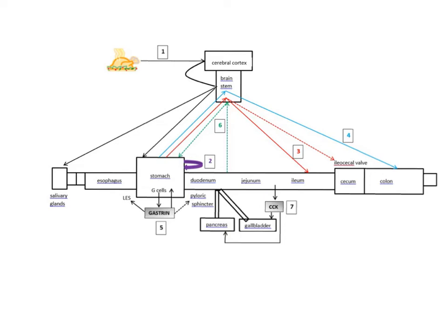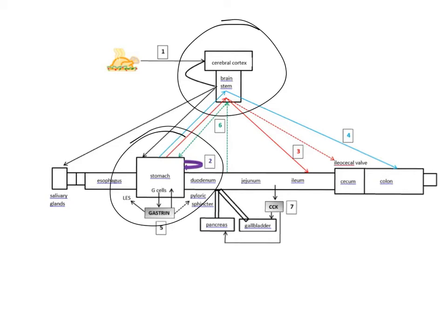I'm going to talk about the three phases of digestion and the control over digestion. There are three phases. There is the cephalic phase of digestion, which is going to be involving the cephalic brain, the cerebral cortex, and the brainstem. We're not going to be too concerned about the exact details there, but just involving the CNS, central nervous system. The next phase is the gastric phase of digestion, which is going to be involving the stomach, and then we have the intestinal phase of digestion, which is going to be involving the intestine.